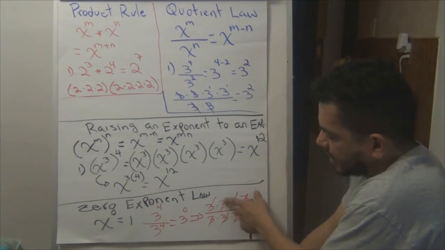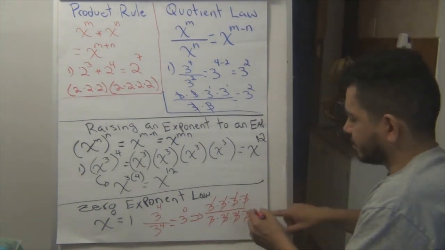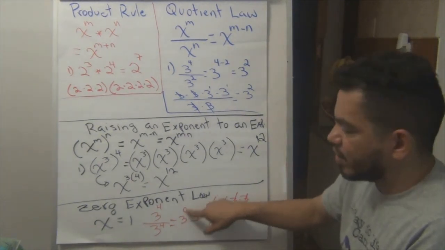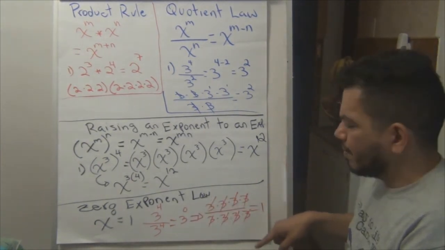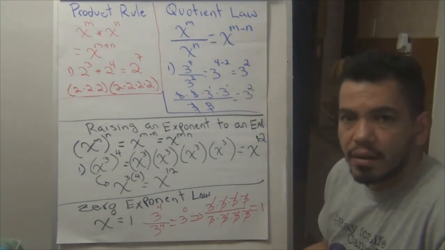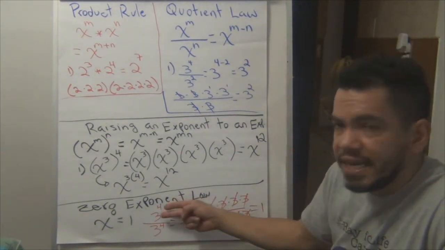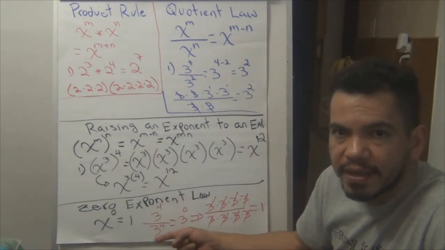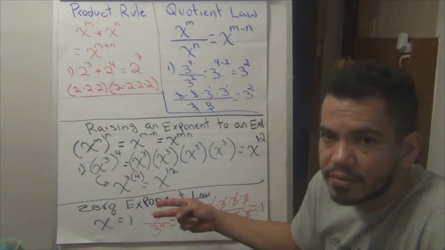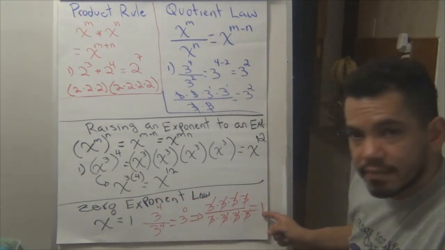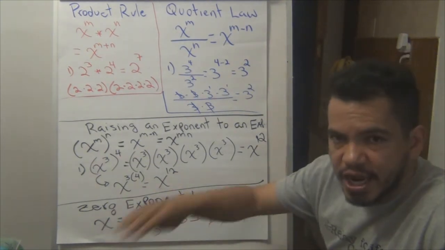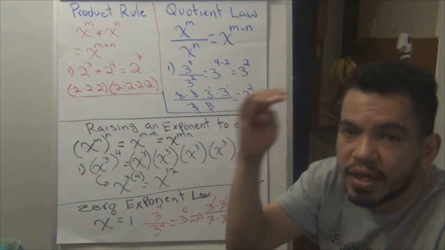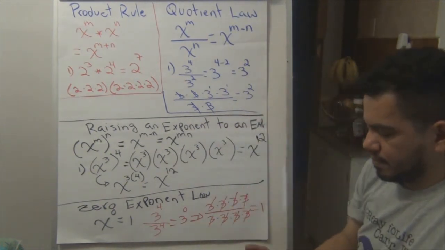So look, 1 times 1 times 1 times 1 is 1. So it is true that any number raised to the power of 0 is 1. But then again, why? Well, think. Any number divided by itself is 1. And look at this, 3 to the 4th divided by 3 to the 4th. They're the same number. So that's why it's 1. So, definition, any number raised to an exponent of 0 will equal 1.